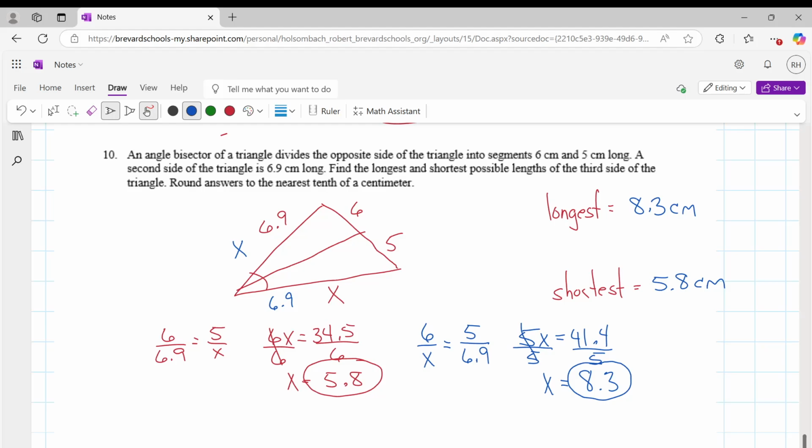And that completes your study guide for your quiz this week. Does anybody have any questions?